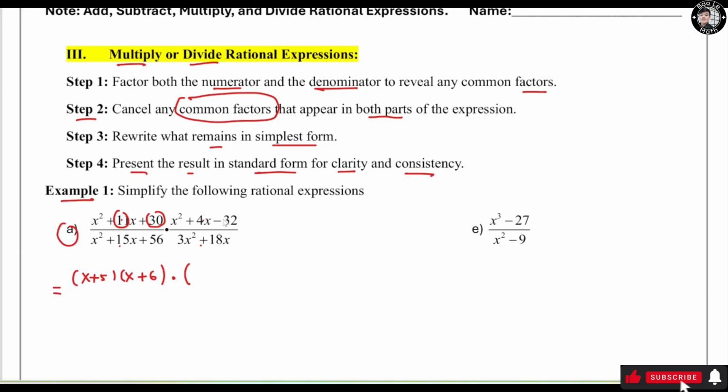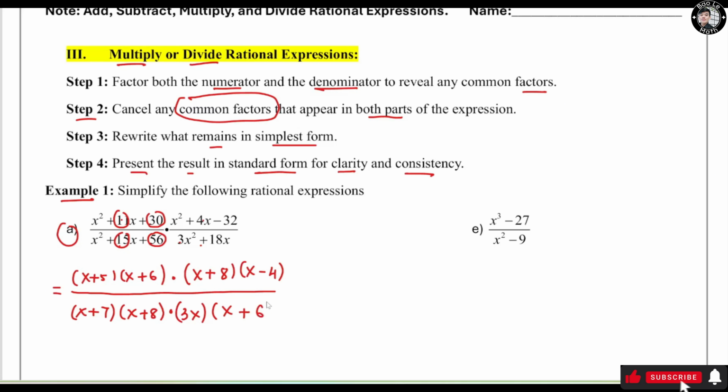Times, you need to find two numbers that multiply to negative 32 and add up to 4, which gives x plus 8 times x minus 4, right? Over, two numbers that multiply to 56 and add up to 15, which is 7 and 8, right? So x plus 7 times x plus 8. And the last one, you need to factor 3x out. So it's going to be x plus 6 left, right?